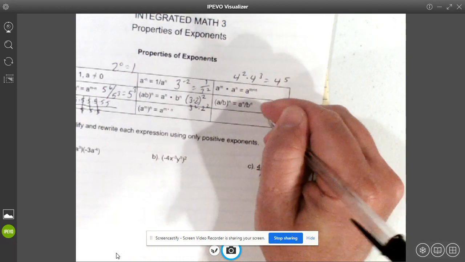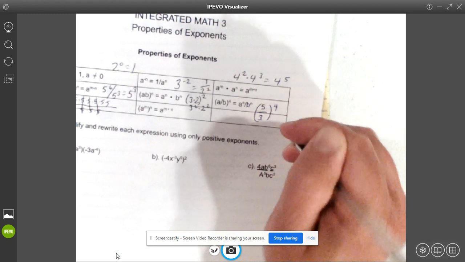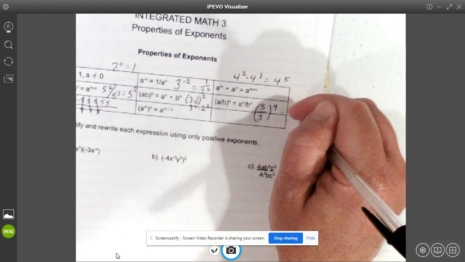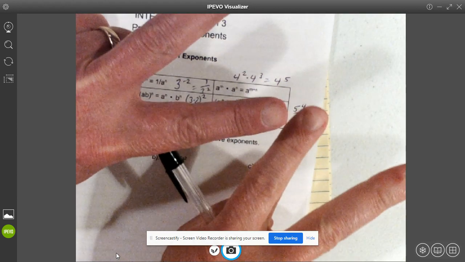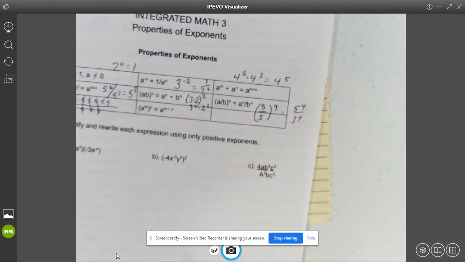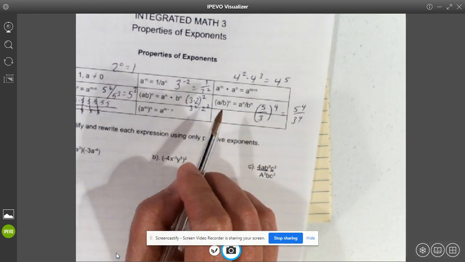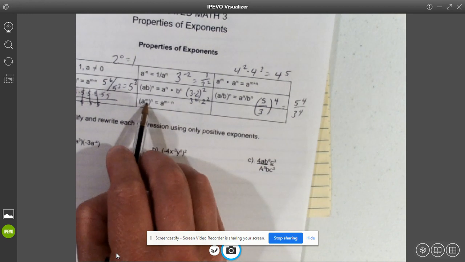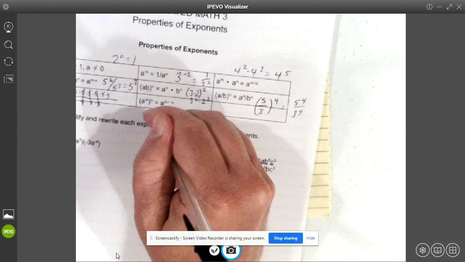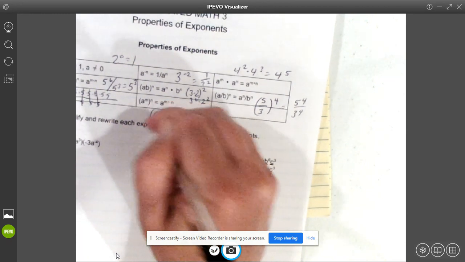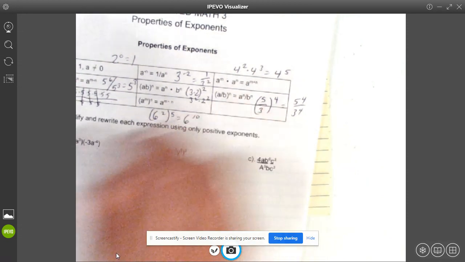So if I have 5 over 3 to the fourth power, that's the same thing as 5 to the fourth over 3 to the fourth. Again, that distributive property only works for multiplication and division. It does not work for addition and subtraction. And then finally, when I've got a power raised to a power, I can multiply those two exponents. So for example, 6 squared to the fifth power would be the same thing as 6 to the 10th power.